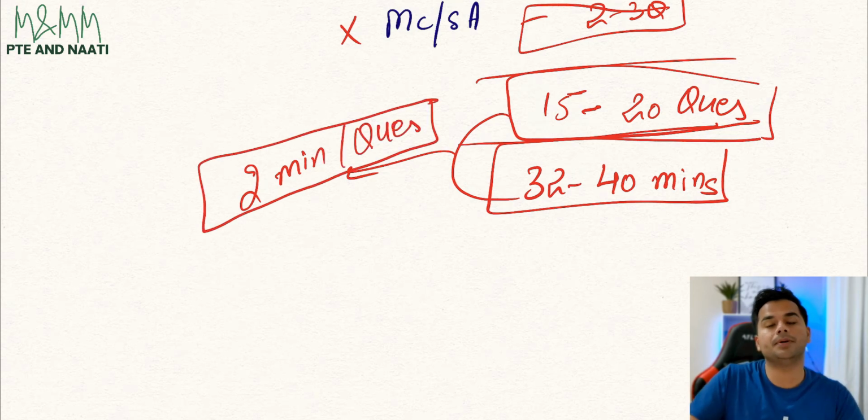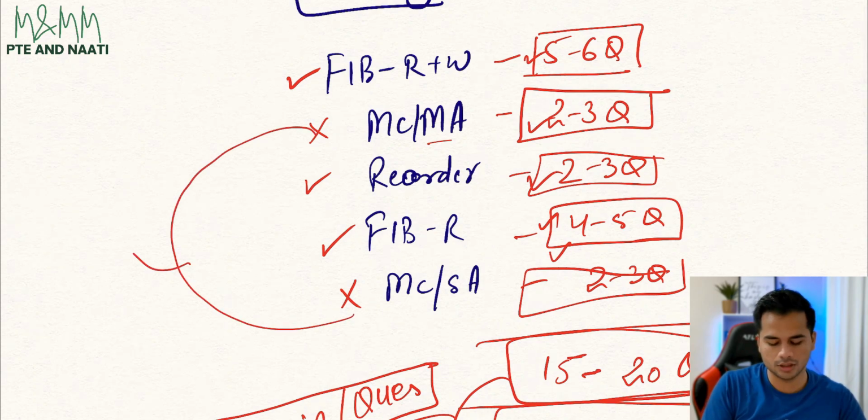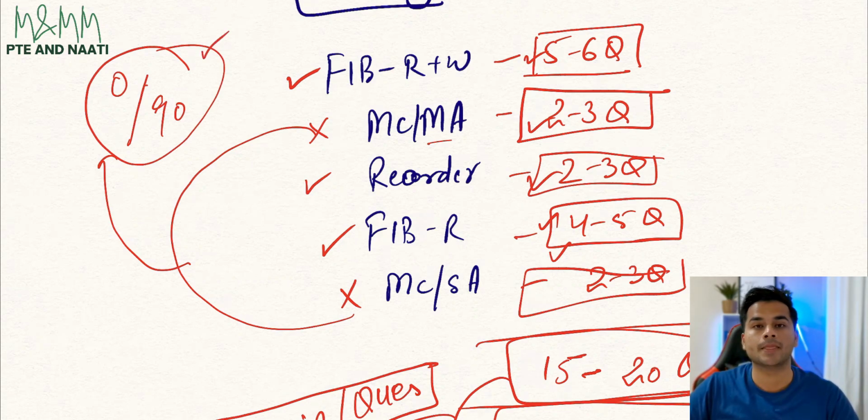This is where people make mistakes, by giving 2 minutes per question. Now what if I tell you multiple choice single answer and multiple answer are both literally worth 0 marks out of 90? If this comes as a surprise or a shock, I would again encourage you to watch my other video where I've explained the topics that are not important in the PTE exam. You will understand why these 2 topics are worth 0 marks out of 90 and what needs to be done with them in the exam.